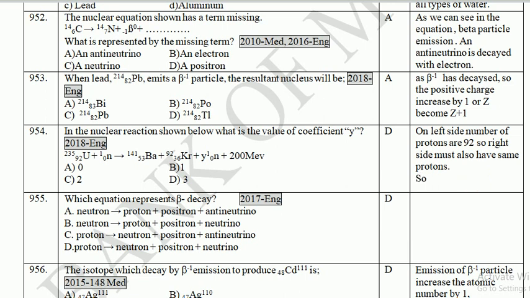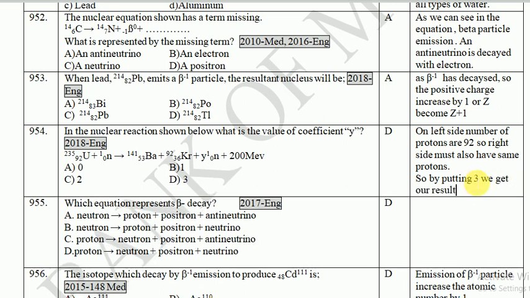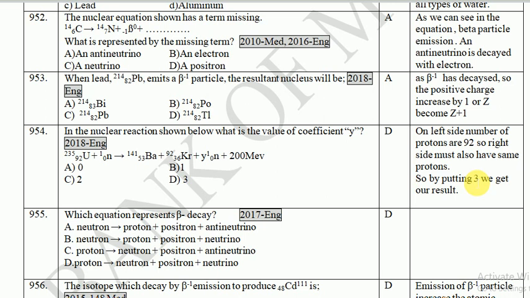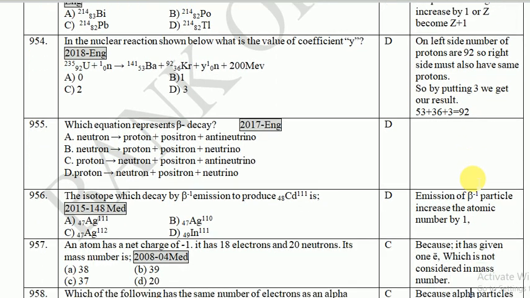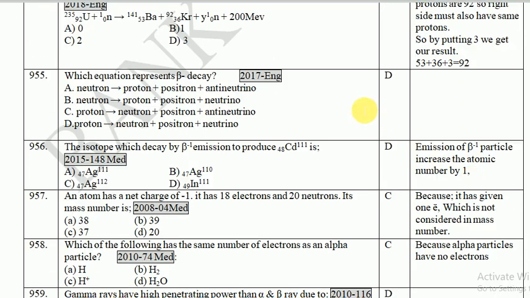So by putting 3 we get our result, which is 53 plus 36 plus 3 is equal to 92. That was enough. And next is, which equation represents a beta negative decay?